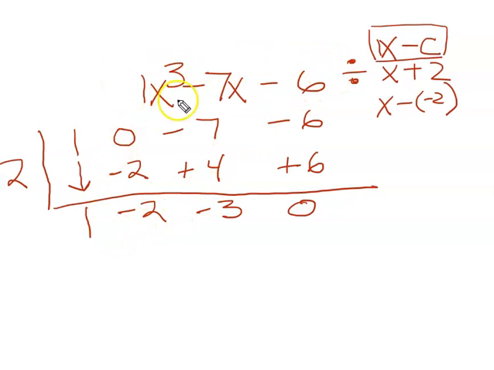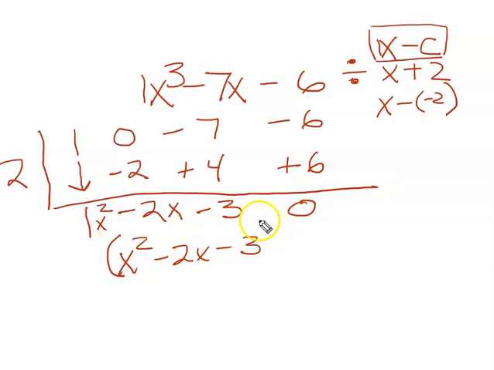Okay. Now, in translating this, since we've taken out one of the x powers already, this is going to be x to the second. This is going to be x. This is going to be without any variable, and our remainder is 0. So the result of this synthetic division then is x squared, we usually don't write the 1, minus 2x minus 3, and there's no remainder.